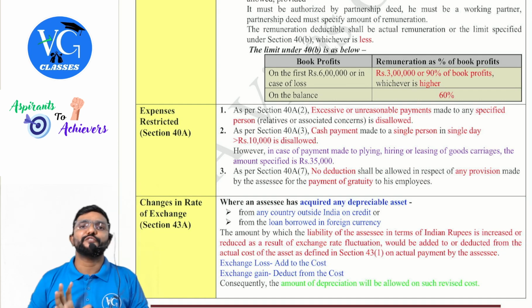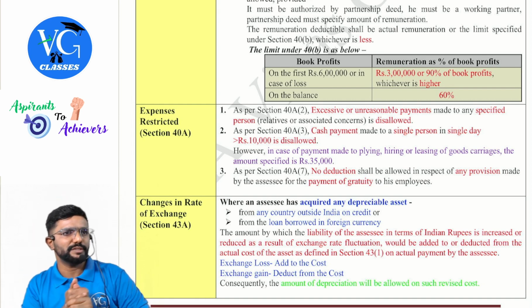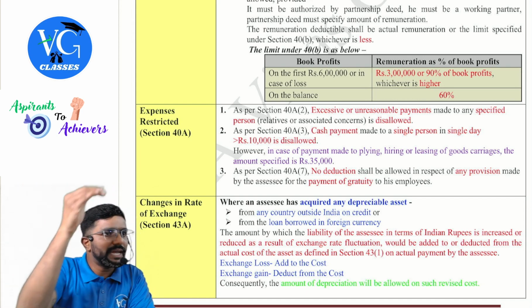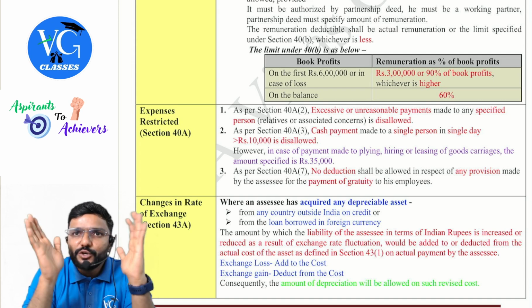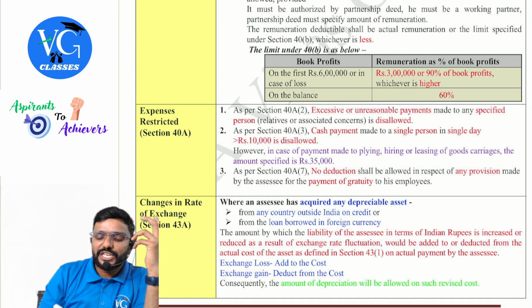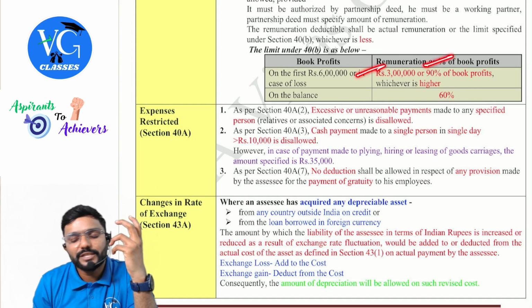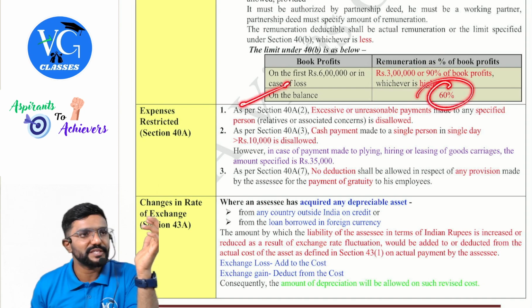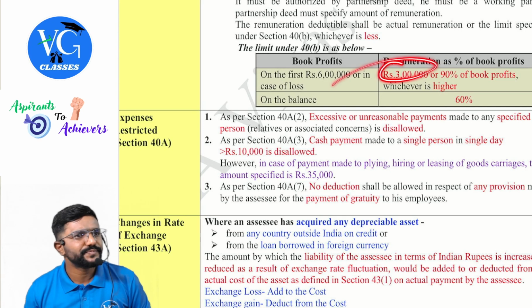First, calculate book profit. Book profit of the firm means the profit of the firm after all expenses, before remuneration. If remuneration is already debited, add it back. Once you have calculated book profit, on the first 6 lakh of book profit, it is 3 lakh or 90% of the book profit, whichever is higher. And on the balance, it is 60%. Sir, what if I have a book loss? Straight away take 3 lakh.